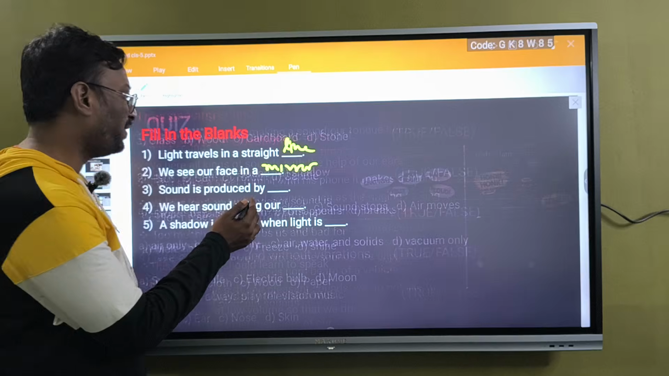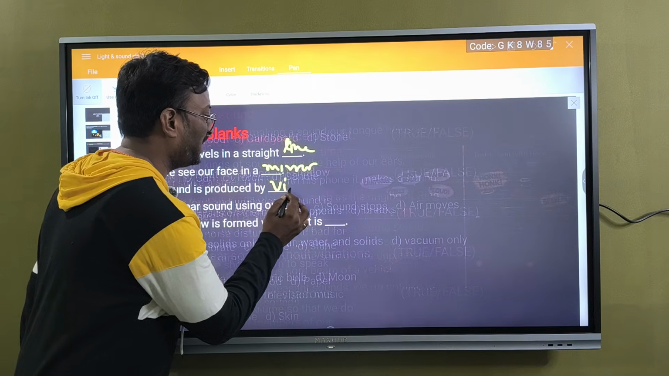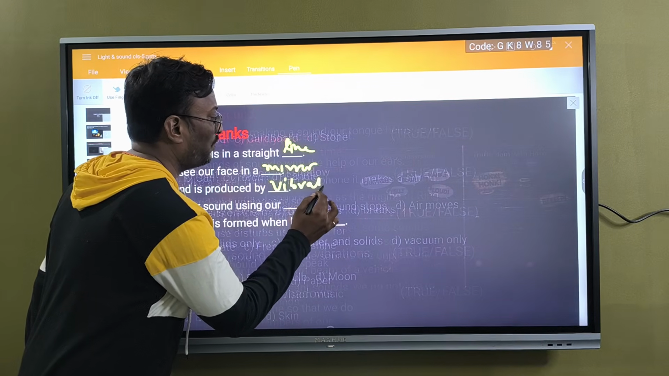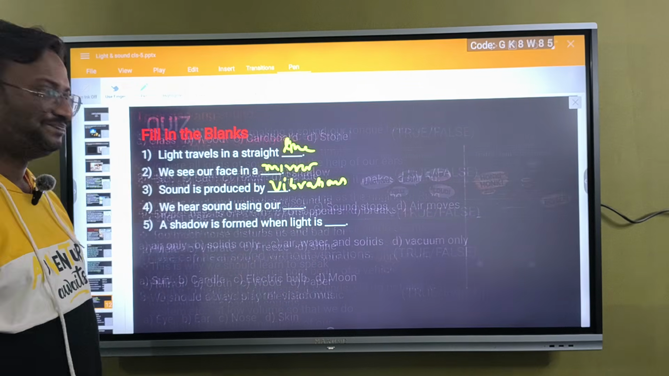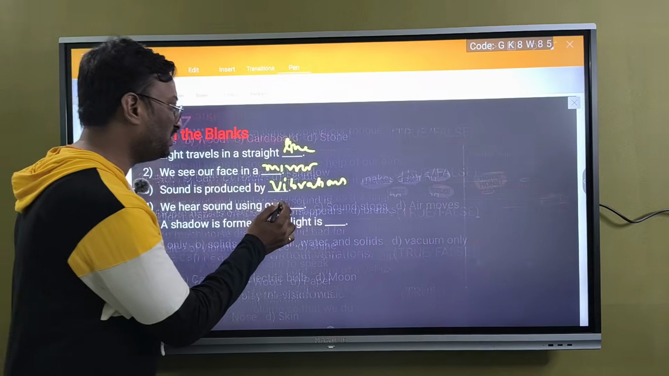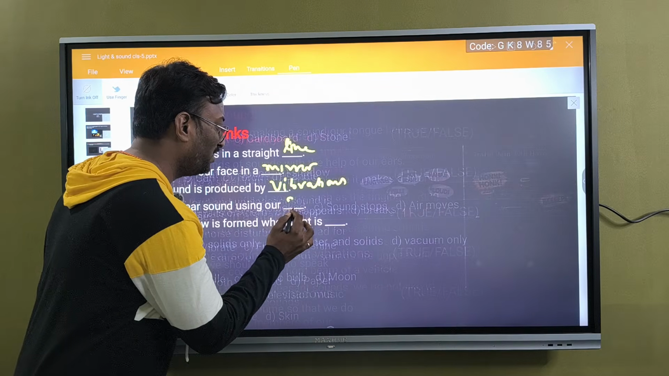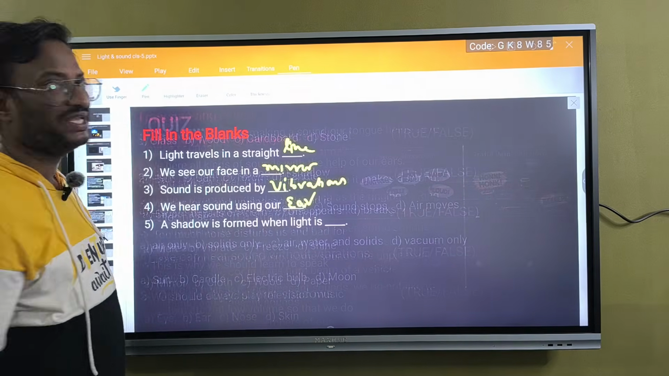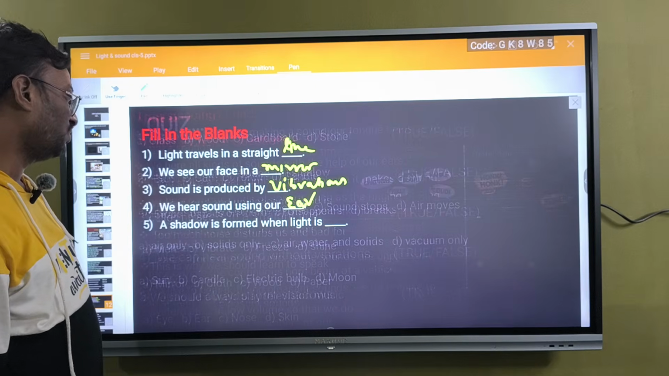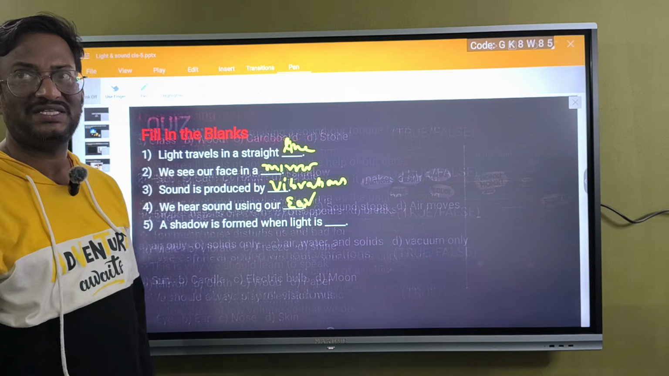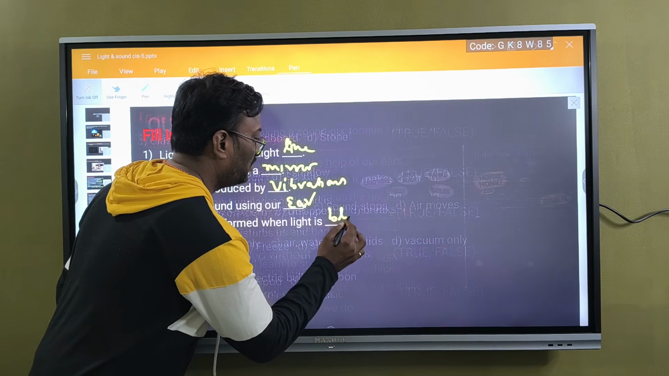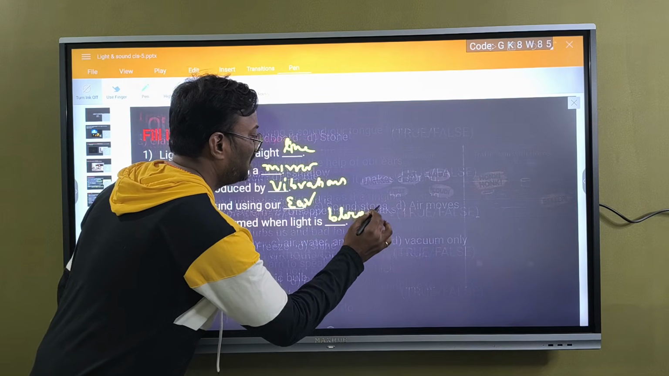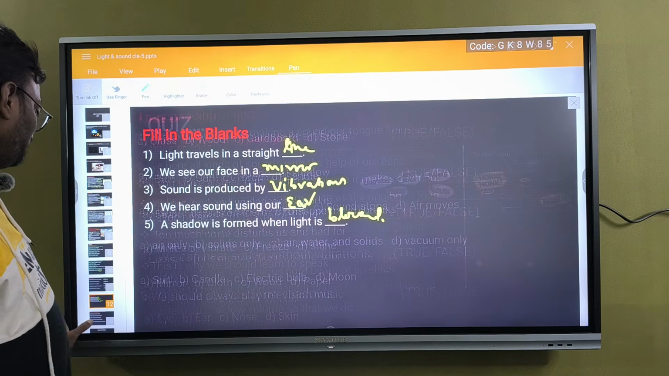Sound is produced by what? Vibrations. Through vibrations, the sound is going to be produced, right? Next, we hear sound using our ear. Through our ear, we are going to hear the sound. A shadow is formed when light is blocked. We have to block the light. When the light is blocked, right?